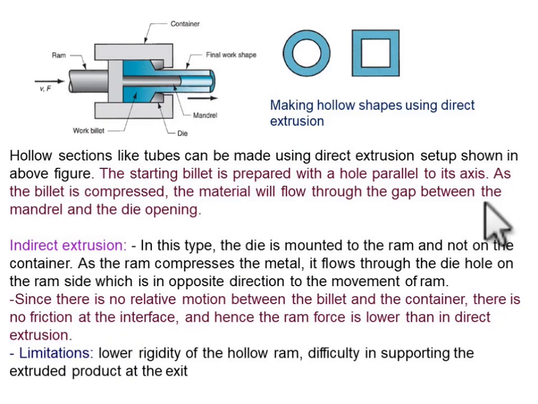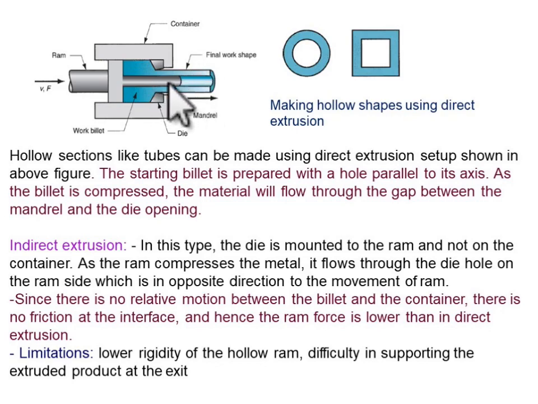Now in direct extrusion, we can also make hollow surfaces and hollow shapes. For making a hollow shape, we use a mandrel here. You can see the component, the work billet is here, and we apply load. The die opening is an annular form, and from this space the material can come out, and the hollow region can be formed with the help of the mandrel.